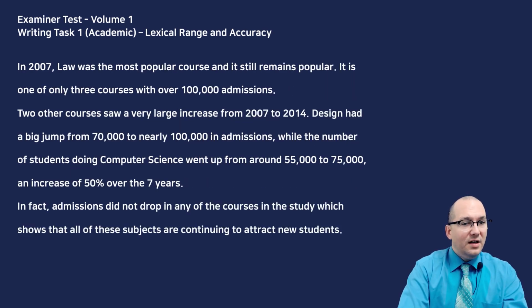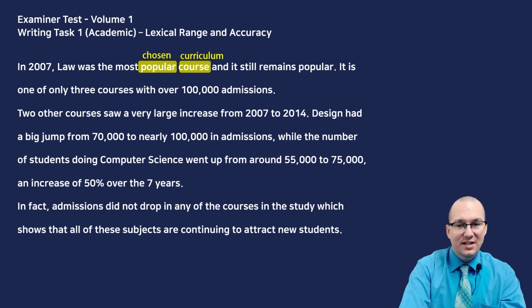Okay, moving on to the next part of the writing. So here we go. We've got popular again. What's another synonym we could use? Well, we could use chosen. Okay, the most chosen course. Next one, you got course again. So you could say curriculum. Again, this is just a synonym for course.